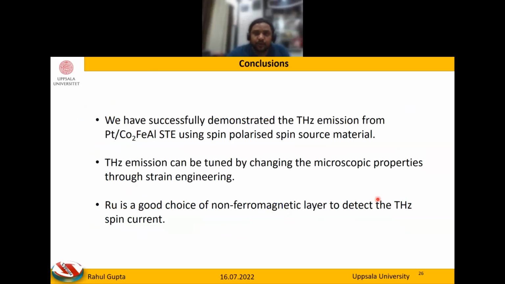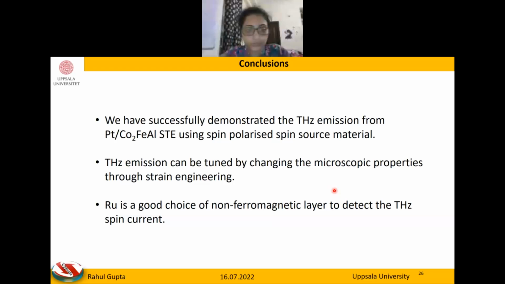So to conclude my talk, we have successfully demonstrated the terahertz emission from a full Heusler compound like CFA based spintronic terahertz emitter, and one can also tune the terahertz emission by changing the microscopic properties through strain engineering. And finally, we demonstrated that ruthenium can be a good choice of non-ferromagnetic layer to detect the terahertz spin current in the spintronic terahertz emitter.